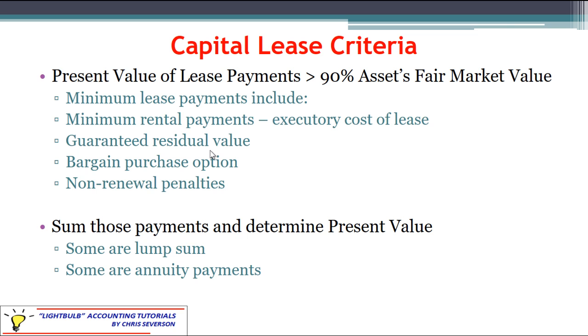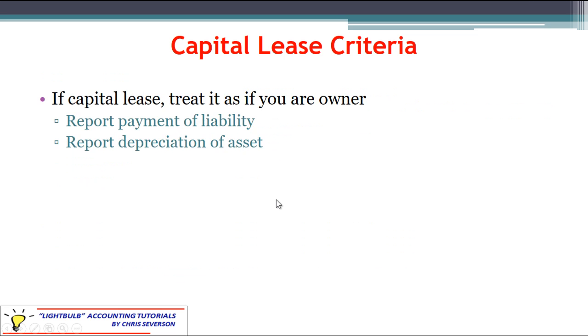Keep in mind, some of those will be a lump sum amount. The guaranteed residual value, for example, will be one payment, but some of them are annuity payments. The lease payments themselves, the rental payments, those are annuities, so you'd have to use the present value of an annuity factor for that. Again, we go into that in more detail in the pricing of a bond module, as well as the separate time value of money module.